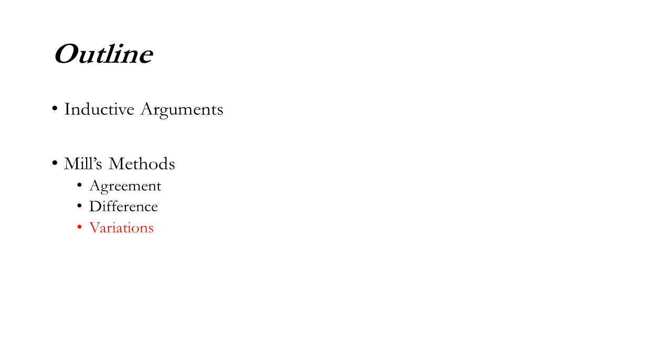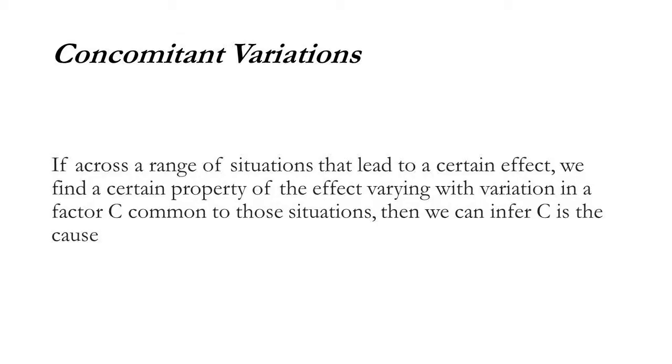Now, this is a more complicated one, probably one that occurs more frequently. This is the method of concomitant variations. If across a range of situations, so not just one event, but a range of situations that leads to a certain effect, we find a certain property of the effect varying with variation in a factor C that's common to all those situations, then we know C is the cause.